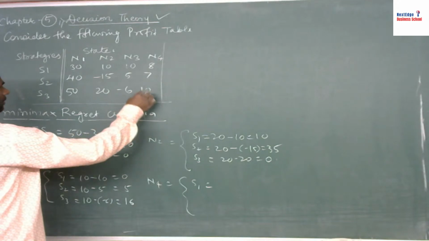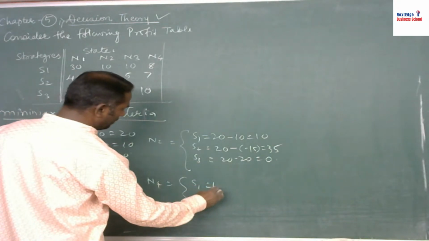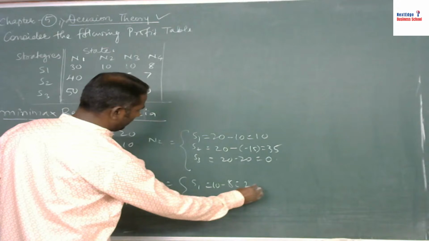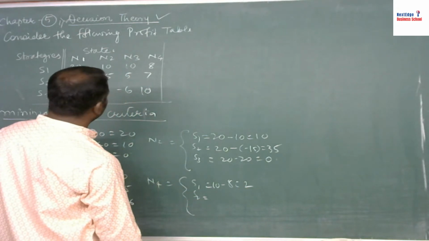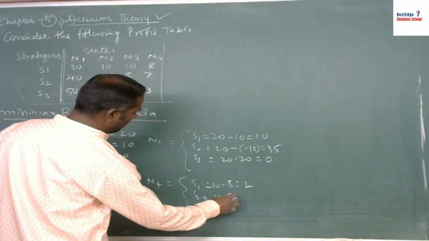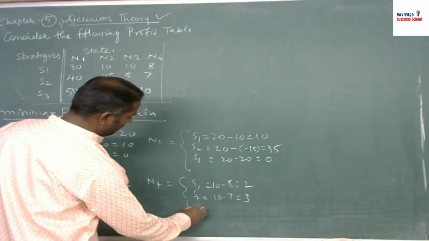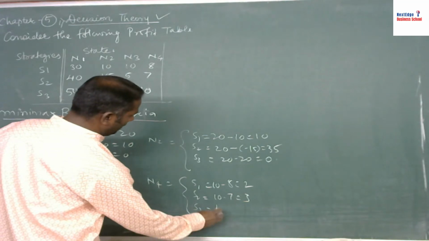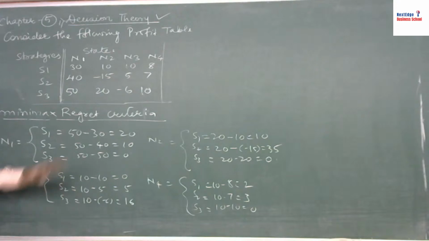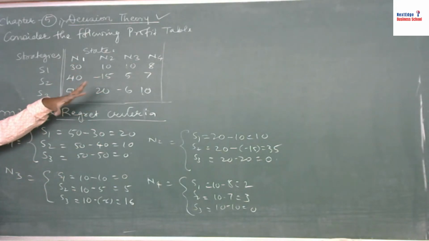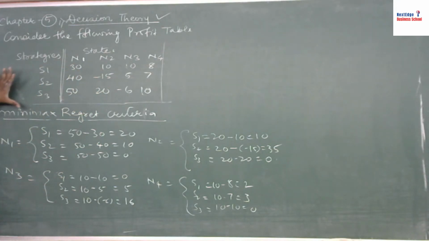Maximum is 10, right? So 10 minus 8, 2 का रिग्रेट है। S2 में देखो 7 है, मतलब 10 minus 7, 3 का रिग्रेट है। S3 में देखो क्या है, 10 minus 10, 0 का रिग्रेट है, right? So we have calculated the regret for all these given states of nature and strategies. So now you can put all the values in the given table.